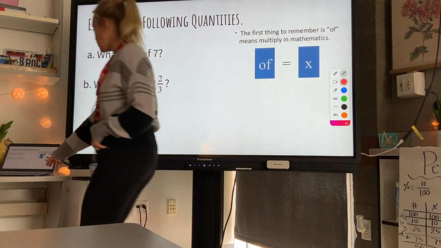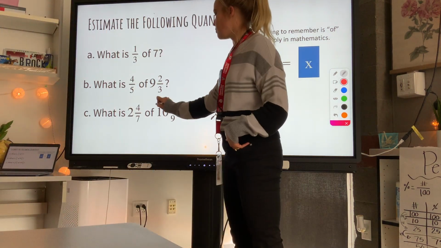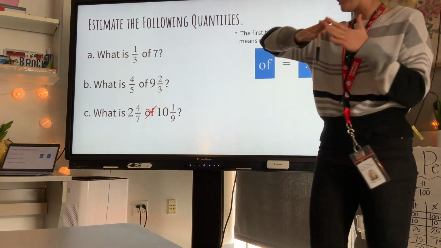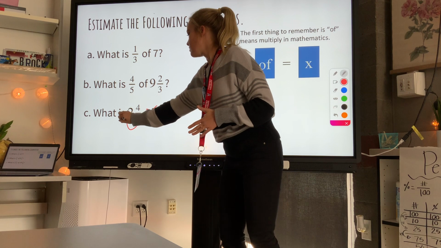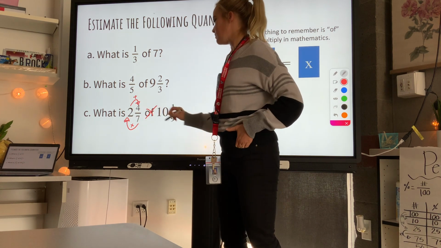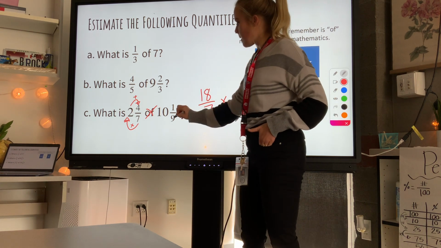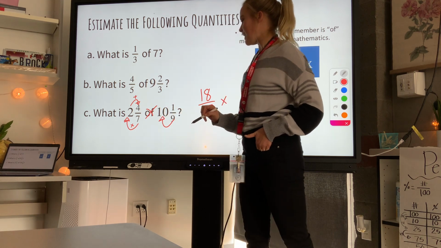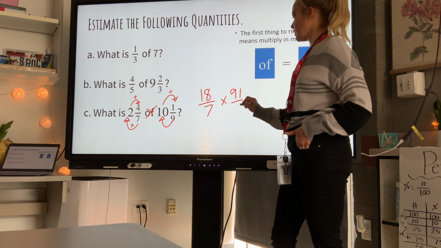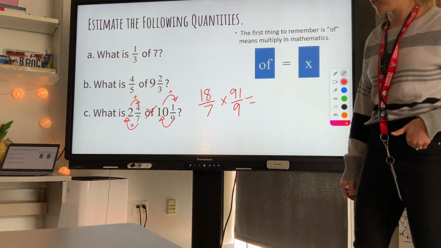Okay, and then the last one, what is 2 4/7 of 10 1/9? Of means multiply, so you multiply these fractions, make sure they're in fraction form first. So how we do that? 7 times 2 is 14, plus 4 is 18. So this would be 18/7 times 9 times 10 is 90, plus 1 is 91 over 9. And then you can multiply, simplify before you multiply, or however you want to do it.